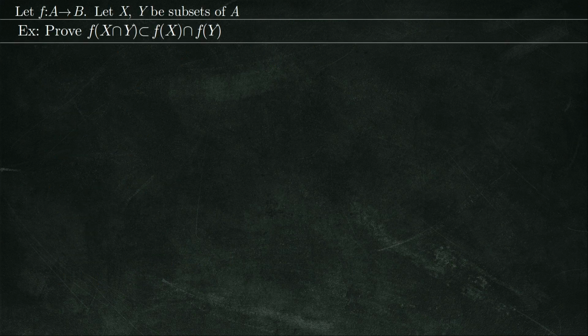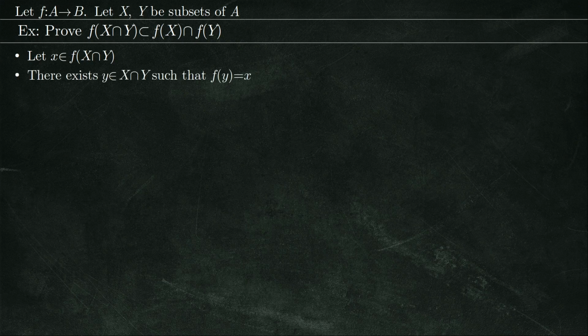We're going to go through a couple of examples, and as per usual, I'll go through the first one, and then I'll put the second example up, and you'll have time to do it on your own. I'll put the answer up on the video. So, firstly, we take an arbitrary x in f of X intersect Y. So we take an arbitrary point in that image. Then there exists a y in X intersect Y such that f of y equals x. Note there could be more than one point that satisfies this, but for now we're only looking at one.